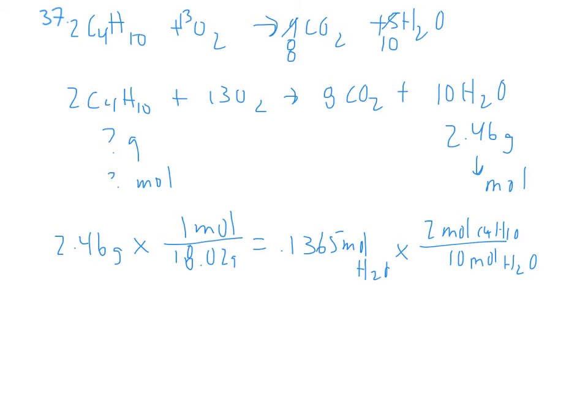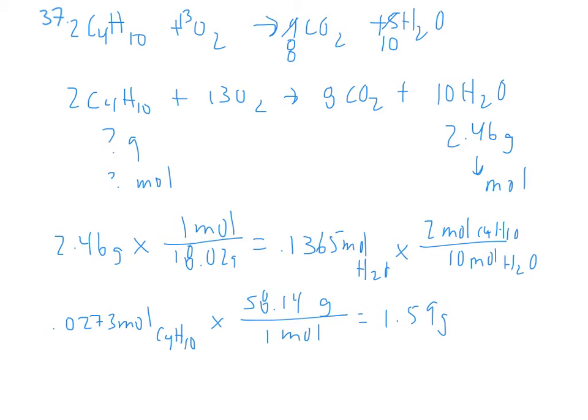So I'm going to divide that by 5, and I'm going to have just 0.0273 moles of butane. The molar mass for butane then, I have my 4 carbon plus my 10 hydrogen. So I've got a molar mass of 58.14, and when I multiply that by the 0.0273 moles, I'm coming up with 1.59 grams of butane that would be burned.